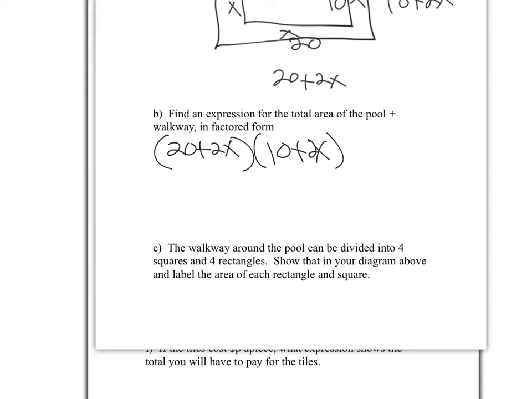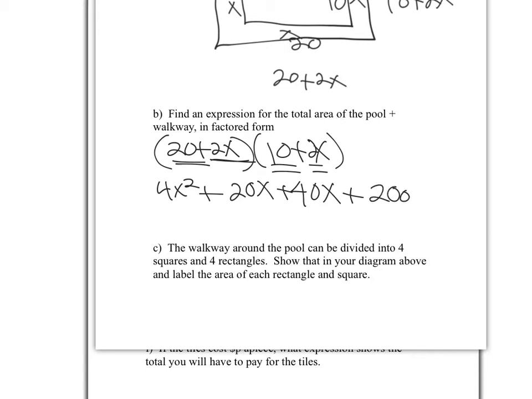If we expanded this, we'd end up with 4x squared, which is the 2x times the 2x, plus the 2x times 10 would be 20x, plus the 2x here times 20 would be plus 40x, plus the 20 times 10 would be plus 200. And when simplified, this would give us 4x squared plus, we can combine these two, 60x plus 200.